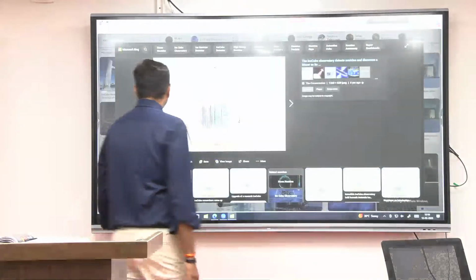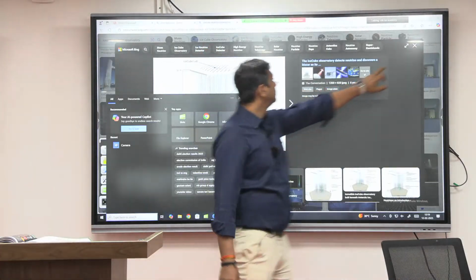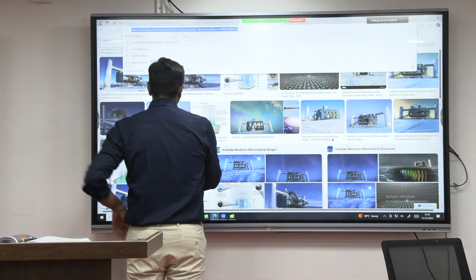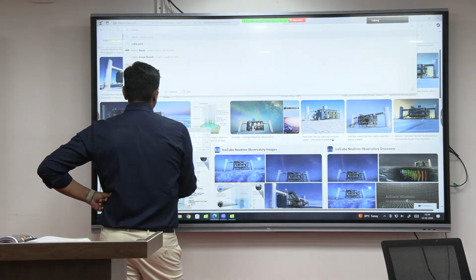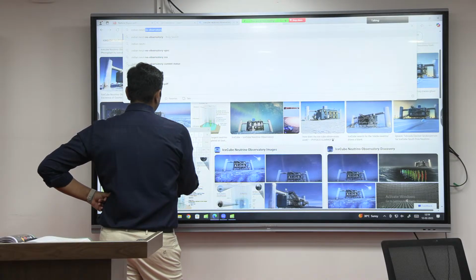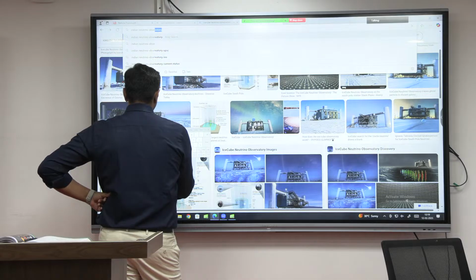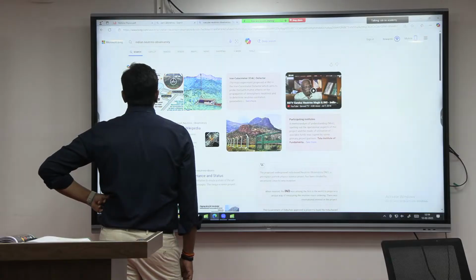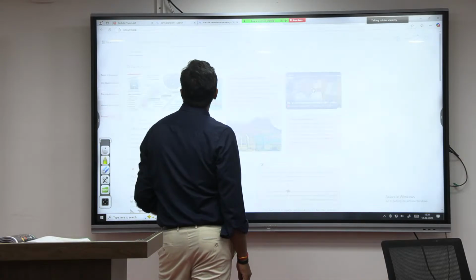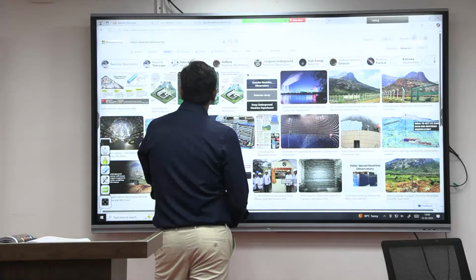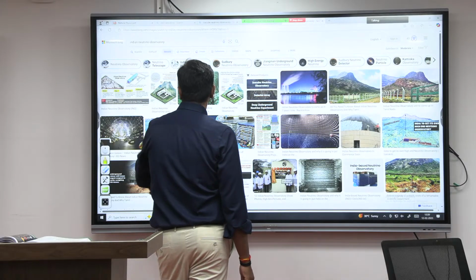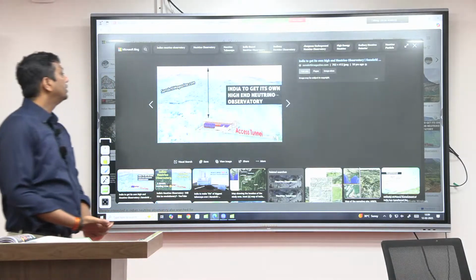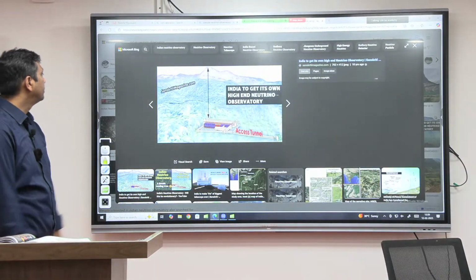Okay, here I'll show you a picture. Because it is located deeply inside the rock. Okay, see this picture. See, Indian Neutrino Observatory. See this picture. So India is going to get its own high neutrino observatory.